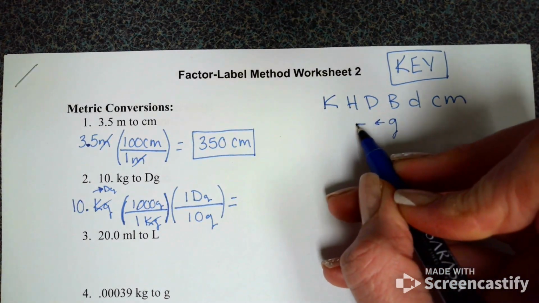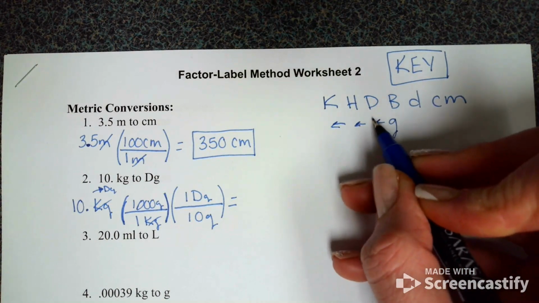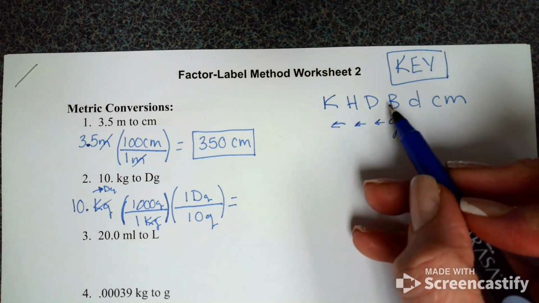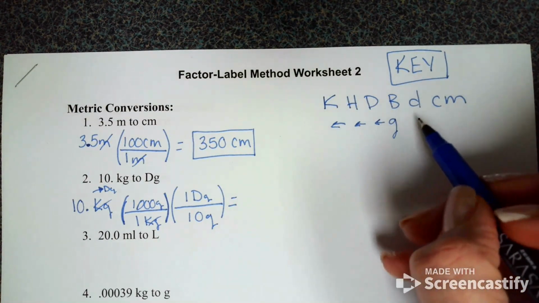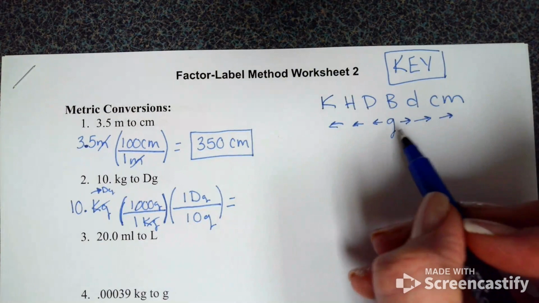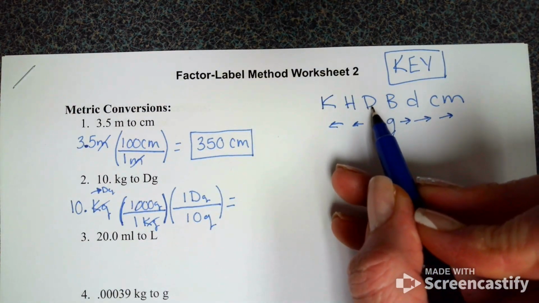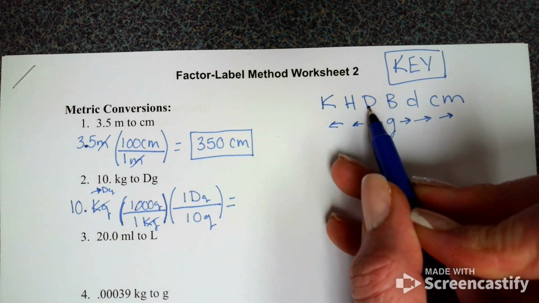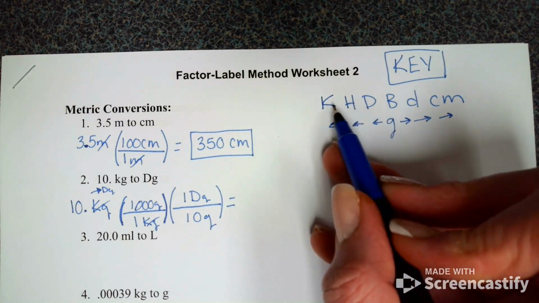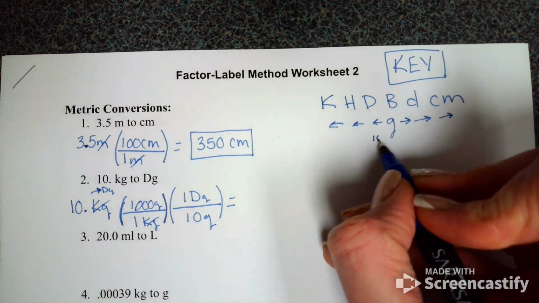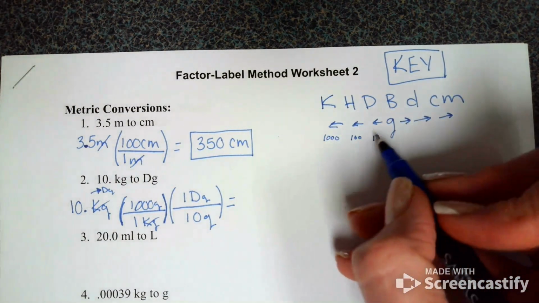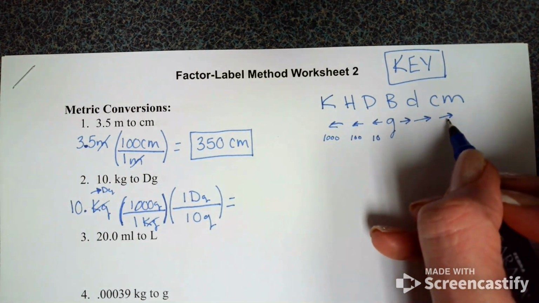As you go this way, each time you are multiplying by 10. That's why that metric ladder worked for you. Each time you go over, you move the decimal 1 place. Each time you go this way, you move the decimal 1 place the other way. Reason being, if you go this way, that is the equivalence of 10 grams. A decagram is 10 grams. This is 100 grams, and this is 1,000 grams. So 10, 100, 1,000.